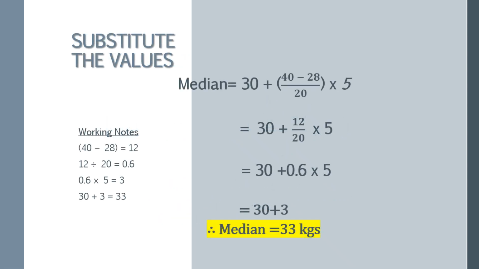Now, we substitute these values into the median formula. 30 plus, open bracket, 40 minus 28, close bracket, divided by 20, multiplied by 5. First, we solve the bracket. 40 minus 28 equals 12. Next, 12 divided by 20 equals 0.6. Then, 0.6 multiplied by 5 equals 3. Finally, we add this value to 30. This gives 30 plus 3, which equals 33. Therefore, the median weight is 33 kilograms.